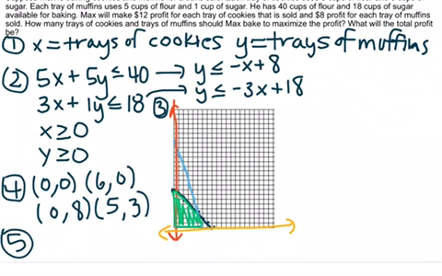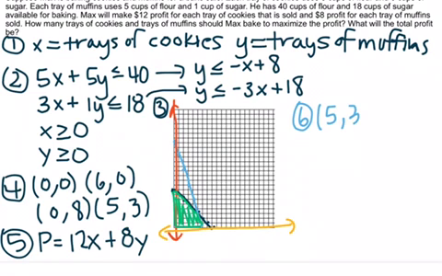Step 5, we need that objective function. Again, we're talking about profit, so I'm going to use a P. $12 for each tray of cookies, $8 for each tray of muffins. If we plug those in for step 6, because of the length of this video, I'm going to sort of skip some of these vertices. If we check 5, 3, you do need to check all of them.